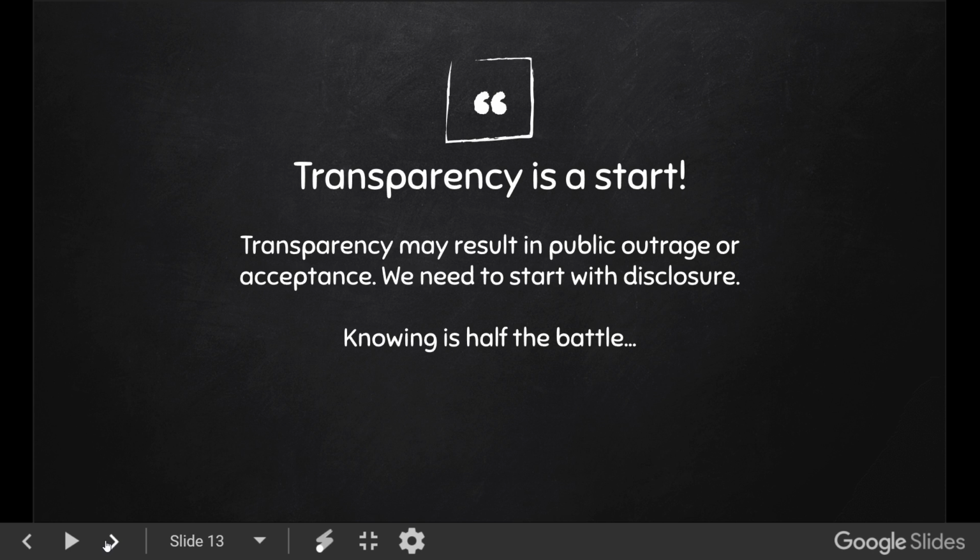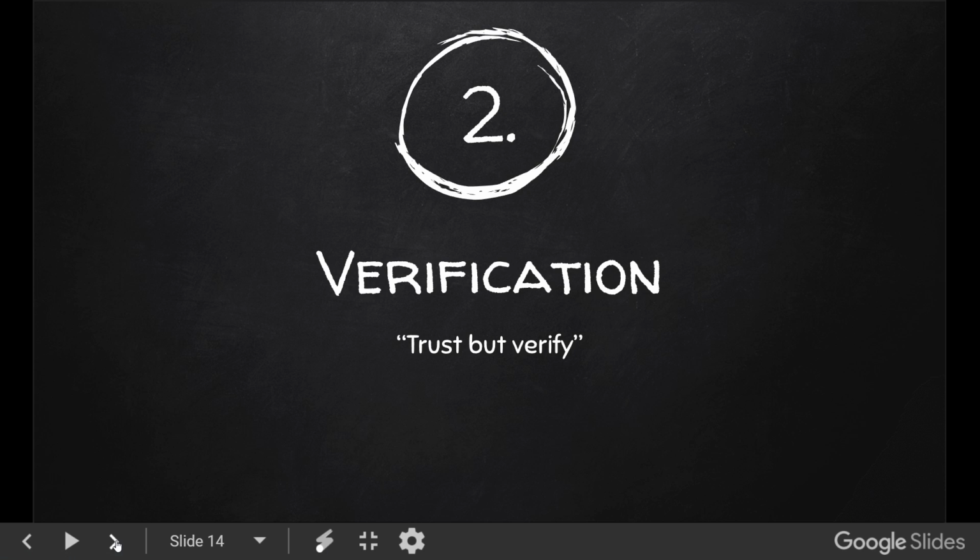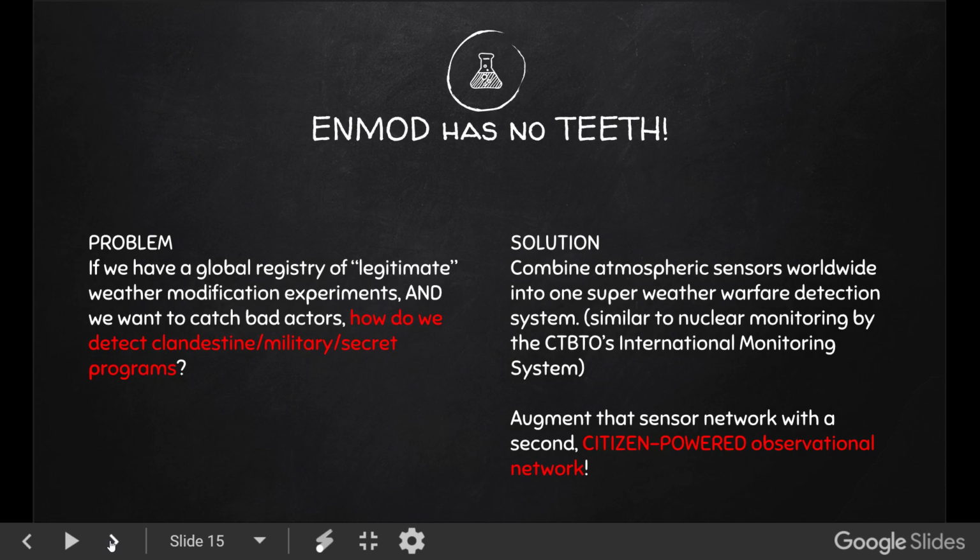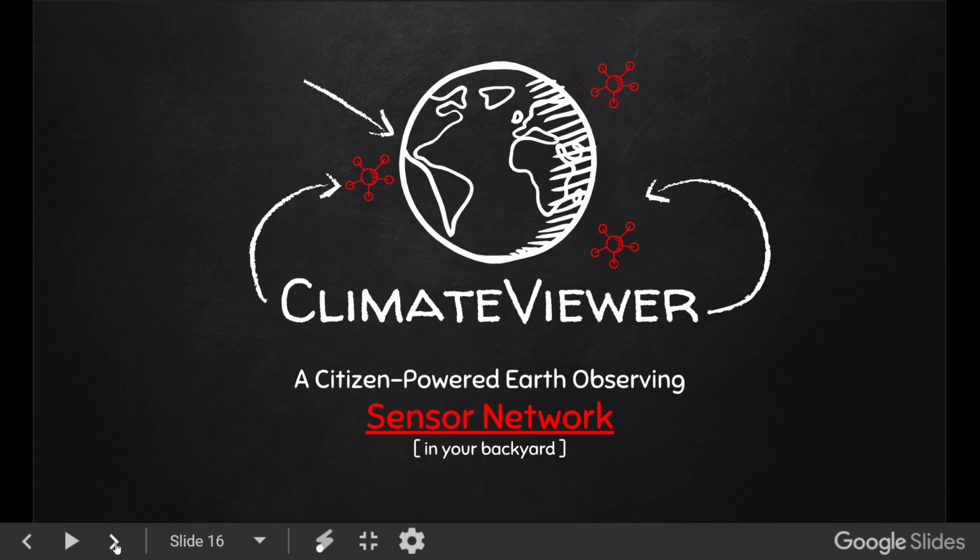Transparency is a start. Transparency may result in public outrage or acceptance. We need to start with disclosure. Knowing is half the battle. So that's what this is. And then verification, part 2: trust but verify. We need to come up with a weather warfare monitoring system, similar to what the CTBTO's International Monitoring System did. Something that can actually detect rogue geoengineering.